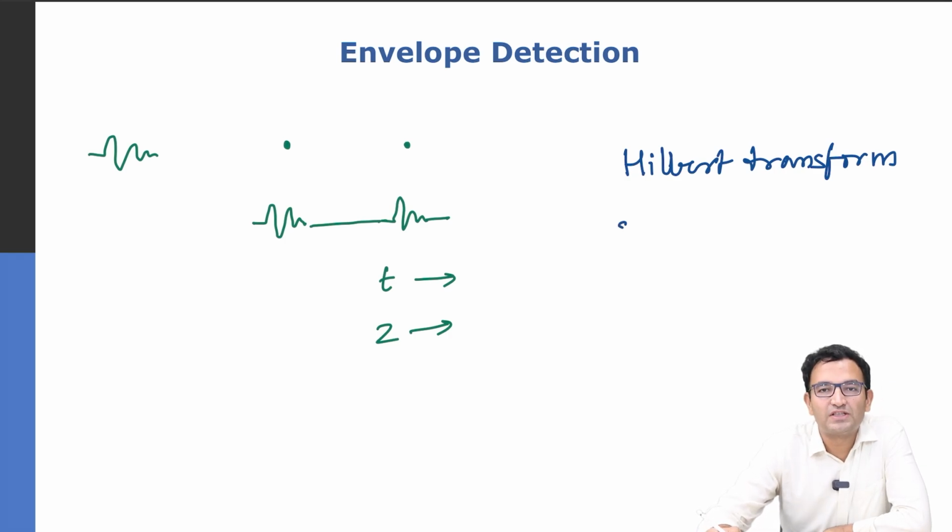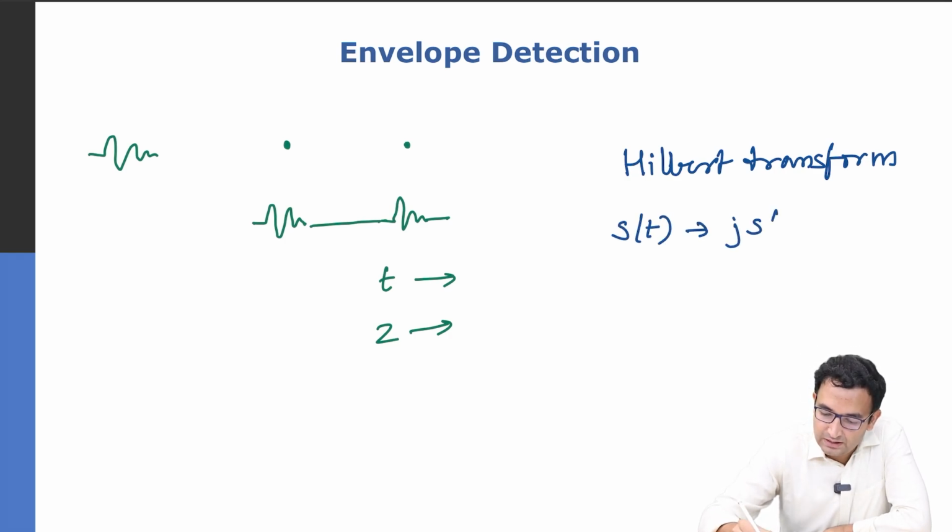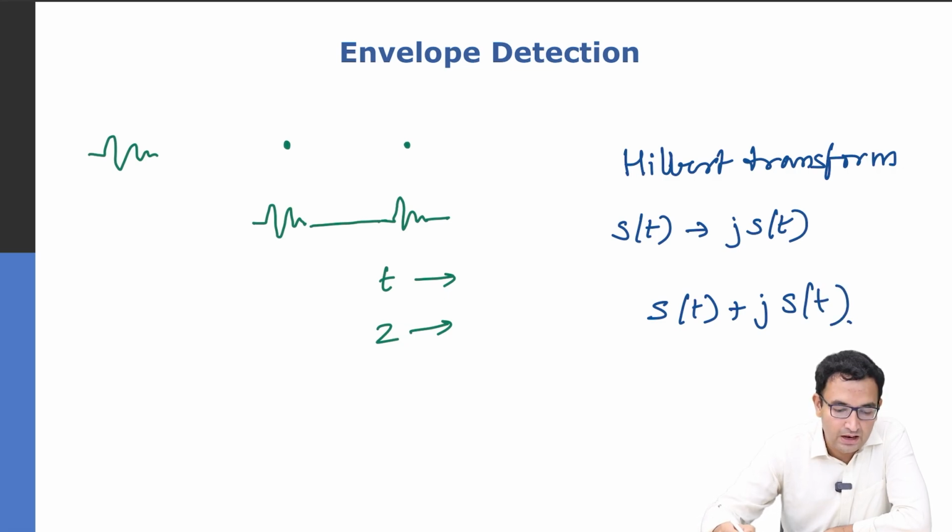So Hilbert transform essentially performs a phase shifting operation. If you have s(t), you can get j times s(t). And this helps us create the analytic signal. So you may be aware of the analytic version of a real signal, which can be created as s(t) plus j times the Hilbert transform of s(t), right? Now, this has real and imaginary parts, with the imaginary part being phase shifted by 90 degrees with respect to the real part.